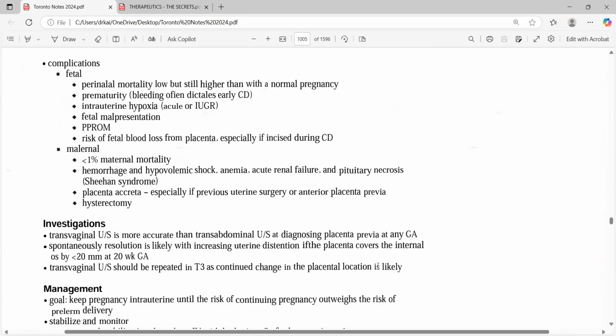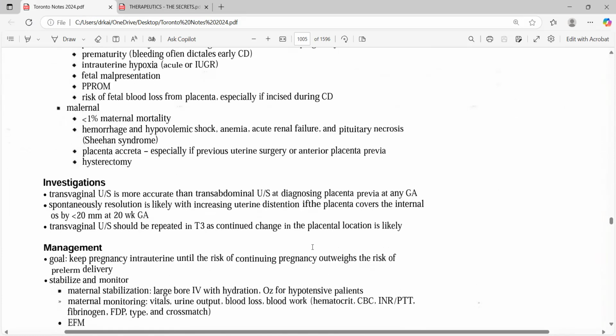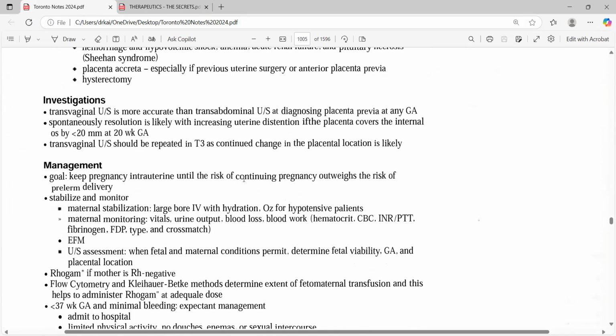In that case, you just have to reassure them if there is no bleeding. Goal: keep the pregnancy intrauterine as long as continuing the pregnancy is safe. Then stabilize and monitor, as in obstetrics. After stabilizing the mother, don't forget about the baby as well. You have to stabilize the baby too, but first things first, always stabilize the mother.